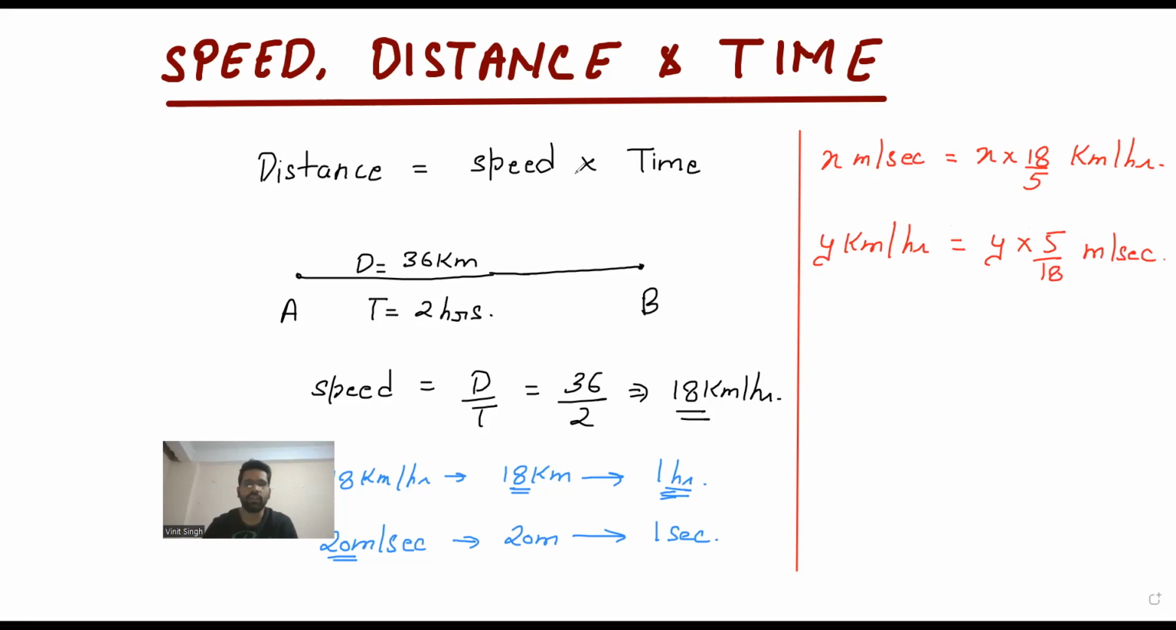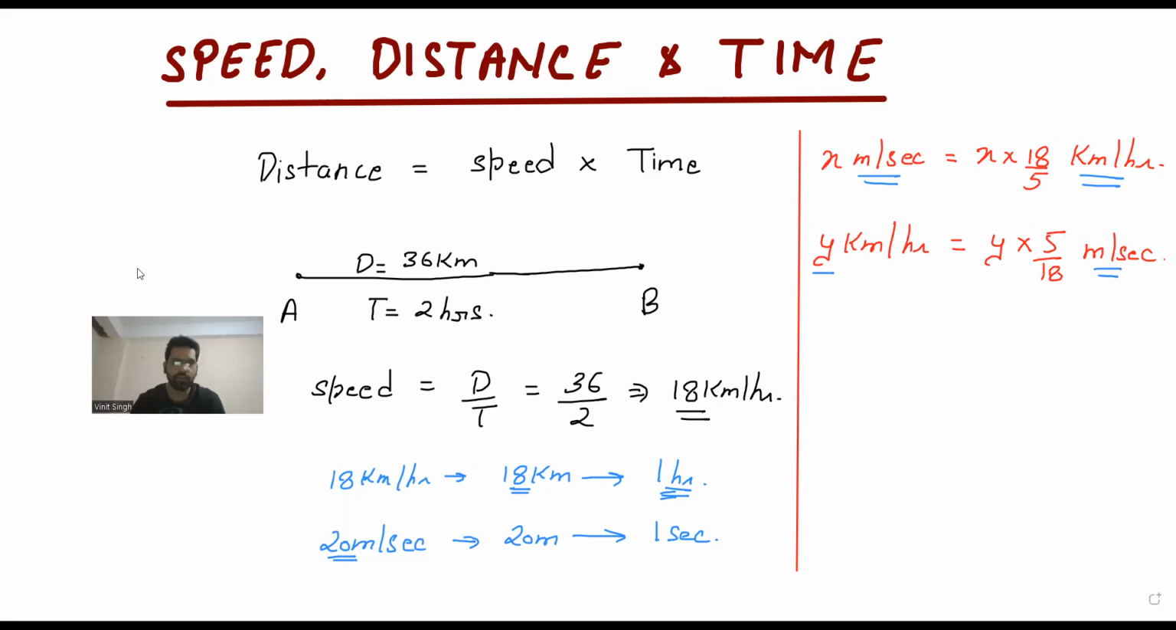Now remember, when the speed is given in meter per second and we have to convert it into kilometer per hour, we will multiply by 18 by 5. When the speed is given in kilometer per hour, then we will multiply by 5 by 18, then we will get meter per second. Now here, the speed is 18 kilometer per hour, and we will convert it into meter per second. So 18 into 5 by 18, in meter per second it will be 5 meter per second.